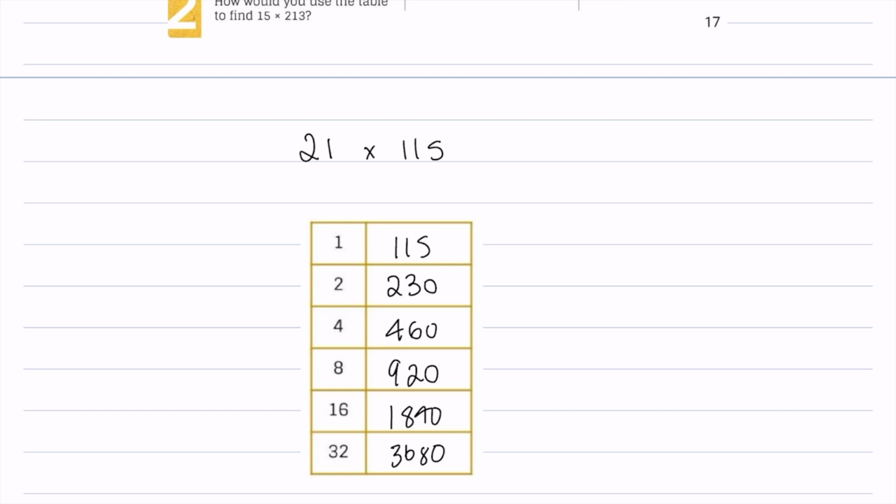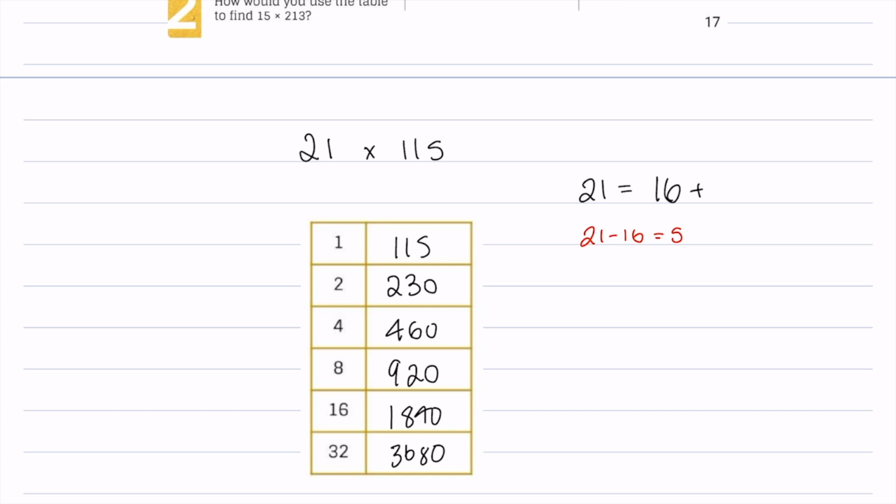These tables might be a little tedious to construct, but once you've got them, they're really useful. So how do we use this table we've just made to compute 21 times 115? Well, we want to break up 21 using these numbers here. 32 doesn't go into 21, so I can't use 32, but I can use a 16. When I do 21 minus 16, I'm left with 5. Okay, so I have a 4.